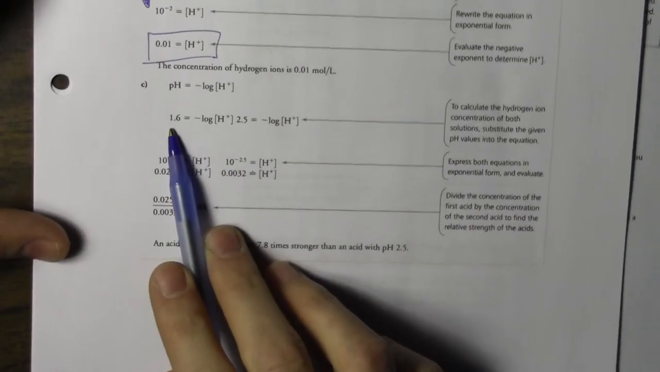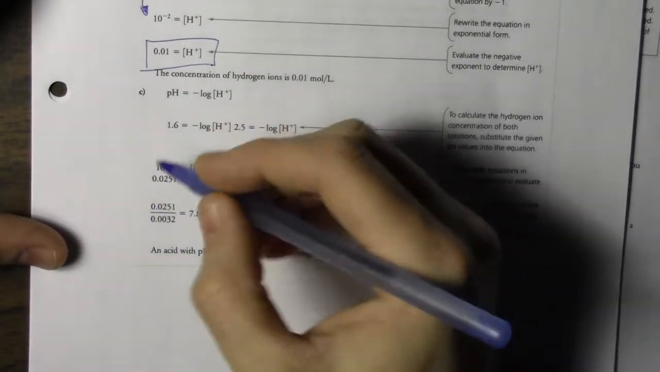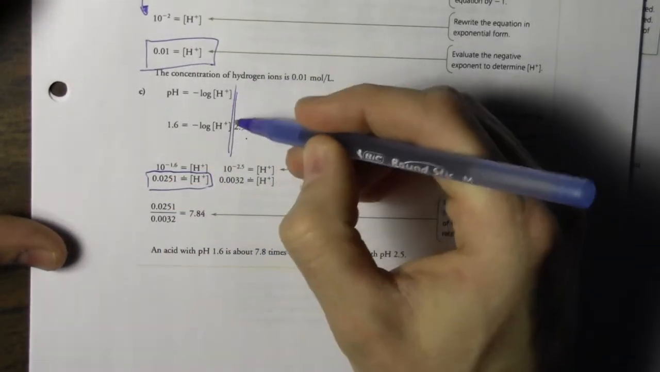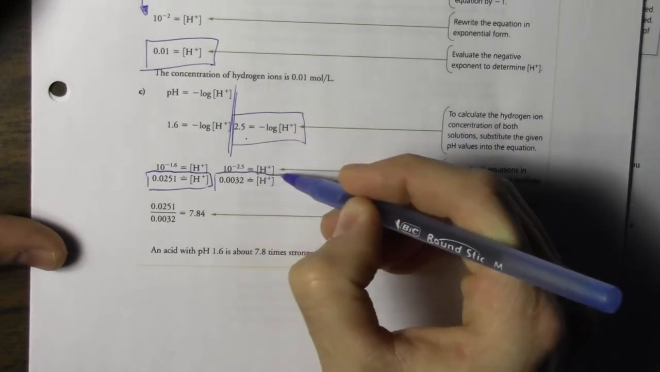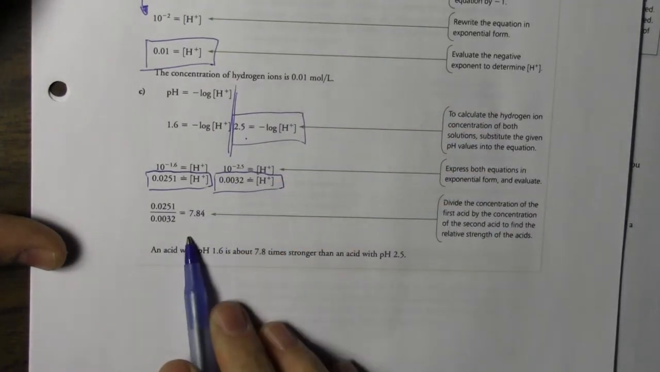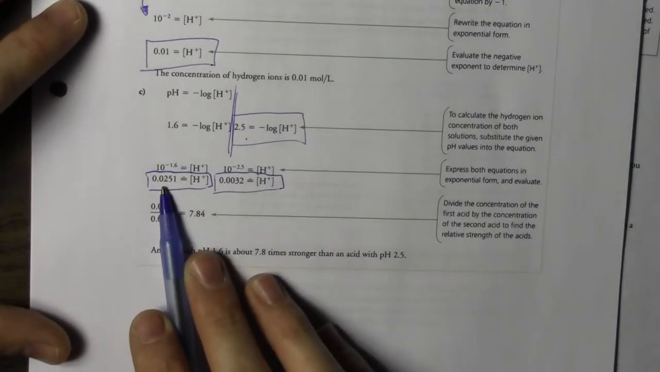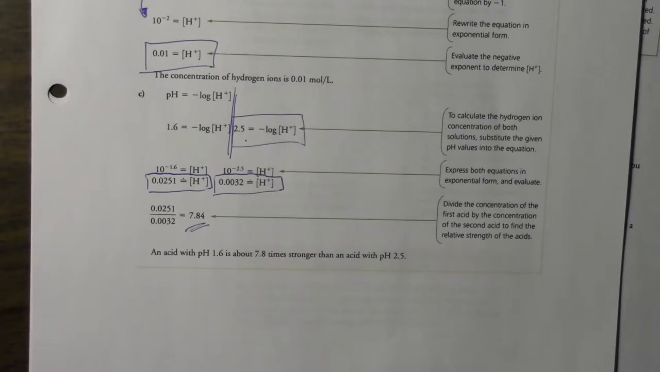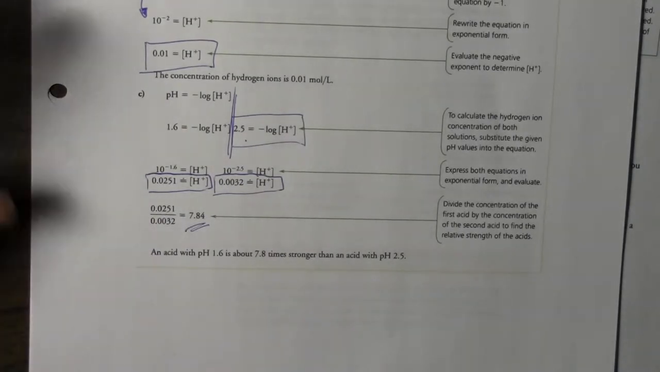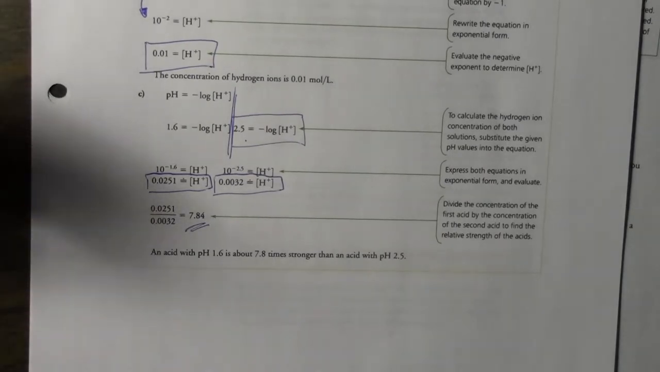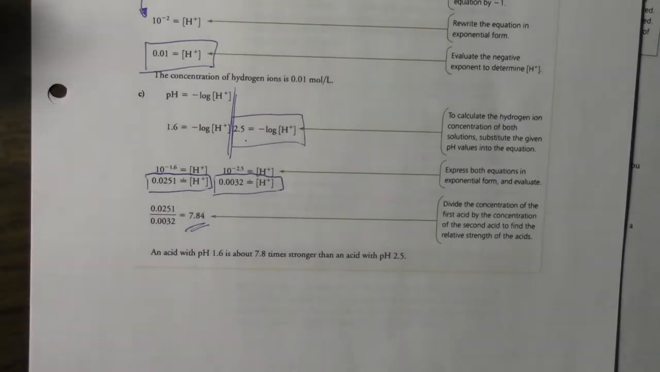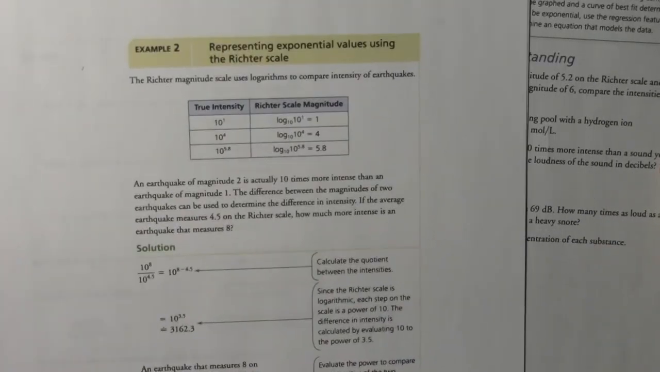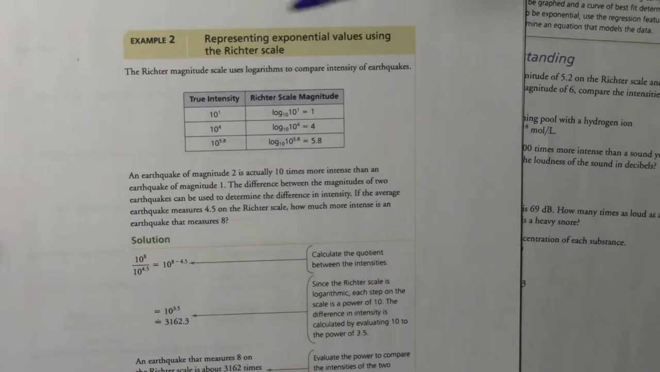So we sub in 1.6 for our pH. We solve for our hydrogen concentration. We do the same thing with 2.5. These are separate equations. We solve for that hydrogen concentration, and then we divide them to find out that the first scenario is 7.84 times stronger. Any questions about that? It's the only thing that's maybe been added new in this section, just determining how much stronger something is than something else. You need to divide them, right? All right, and you'll see that again with this example, I believe.